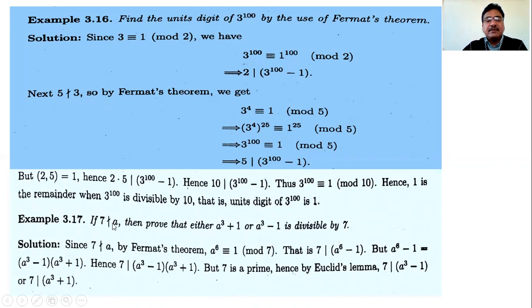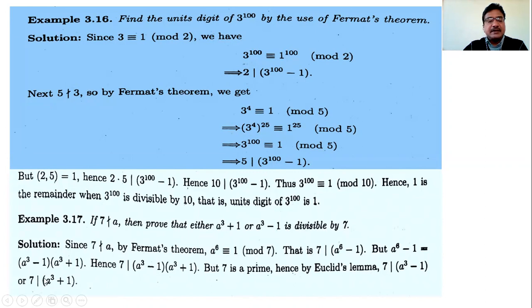If 7 does not divide a, then prove that a cubed plus 1 or a cubed minus 1 is divisible by 7. Since 7 does not divide a, by Fermat's theorem a raised to 7 minus 1, that is a raised to 6, is congruent to 1 modulo 7, and that means 7 divides a raised to 6 minus 1.